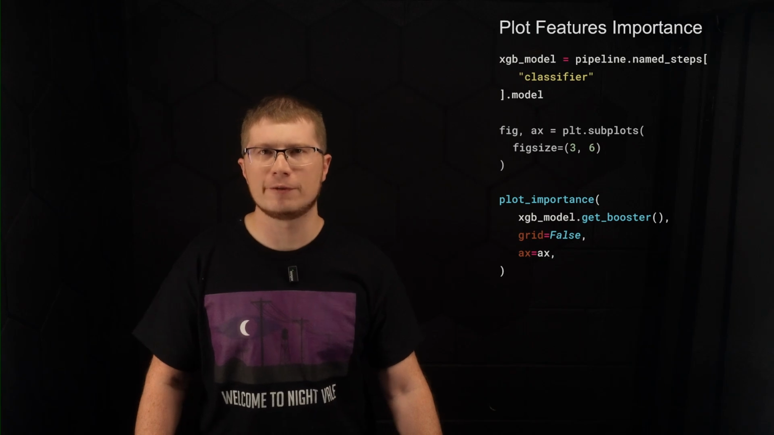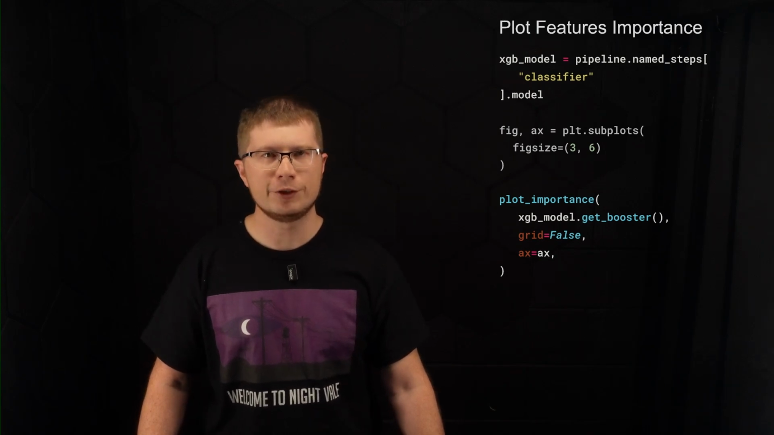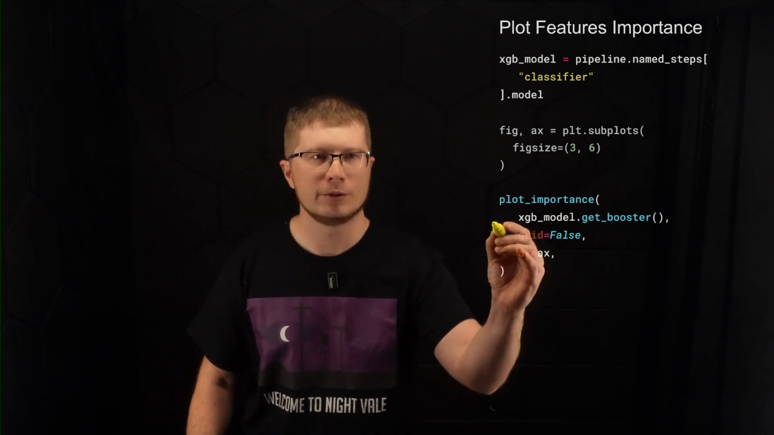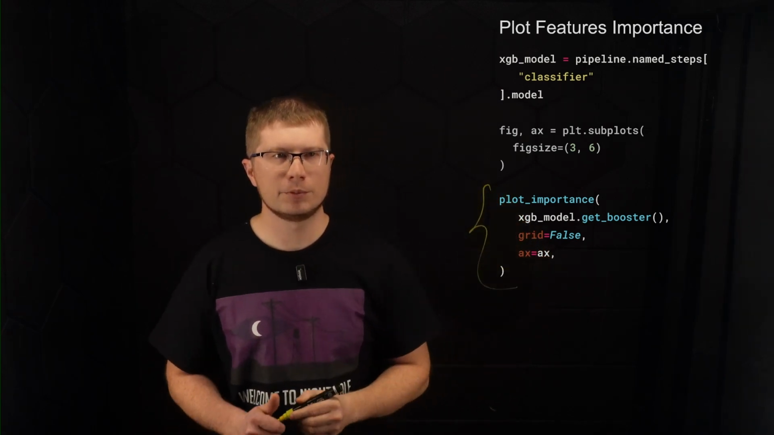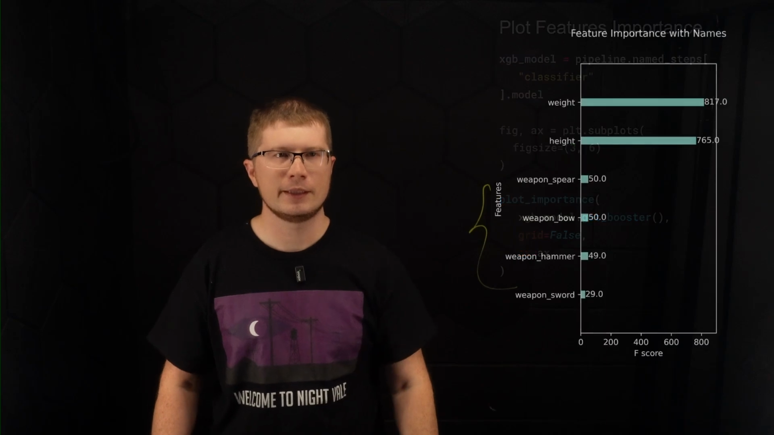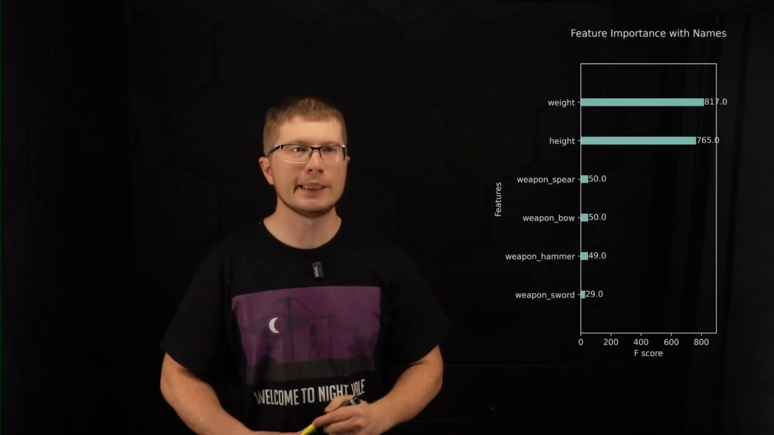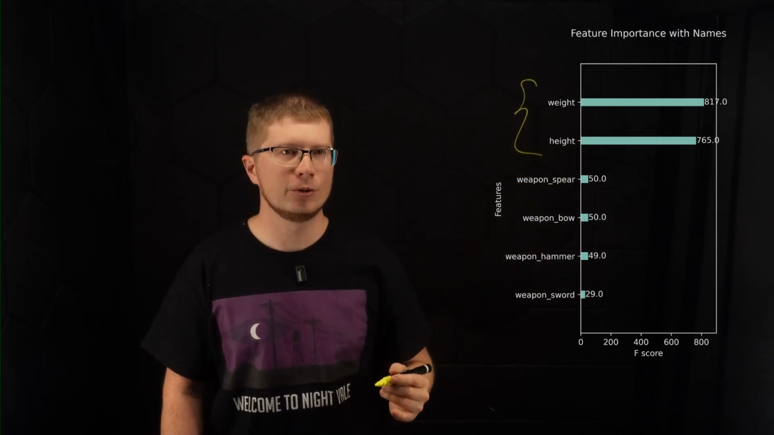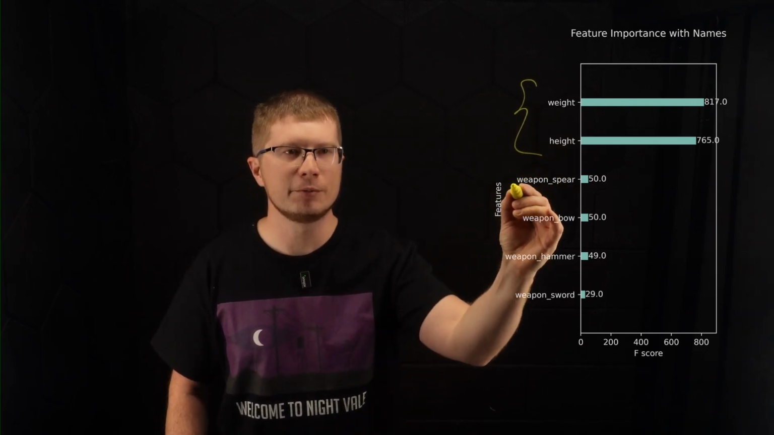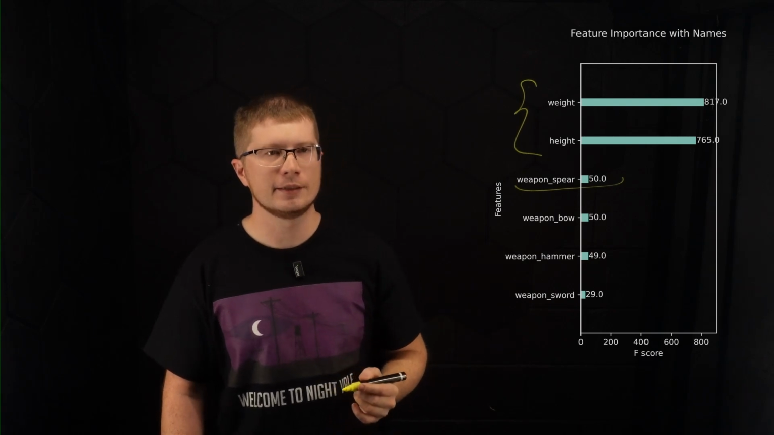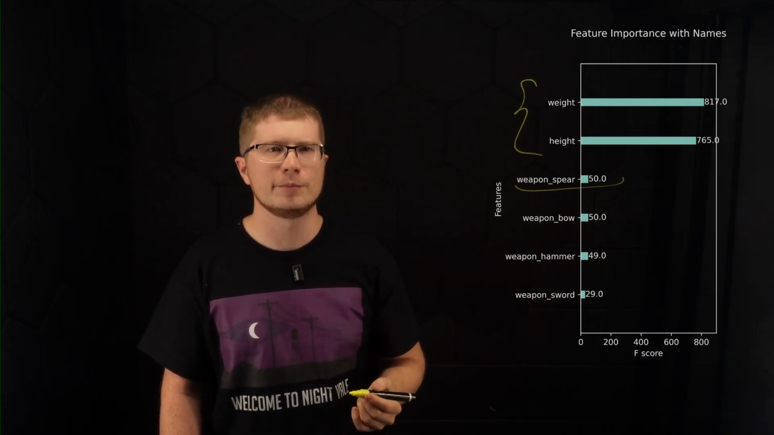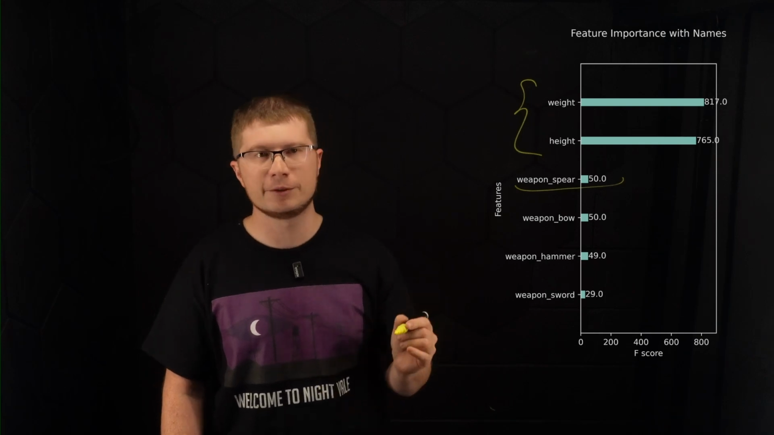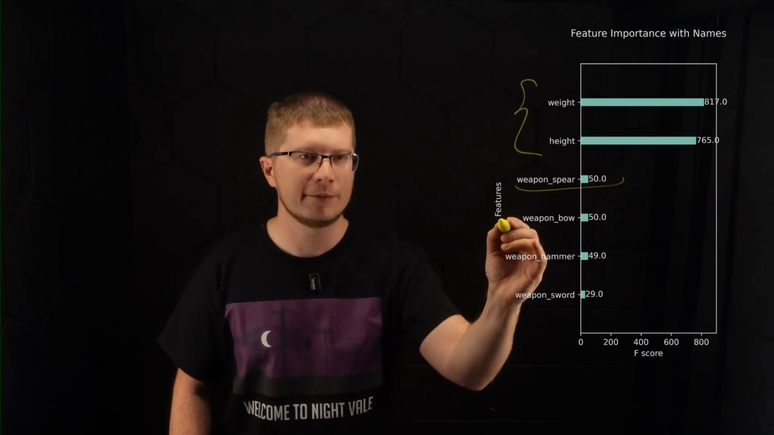The XGBoost library also provides a very convenient feature, printing feature importance. So we can plot the feature importance, and here is how it looks. We can see height and weight are the most important features, but also if the weapon is a spear, it's still valuable information. The reason is dwarves do not use a spear, and if it's a spear, it's probably a goblin. The same for bow.